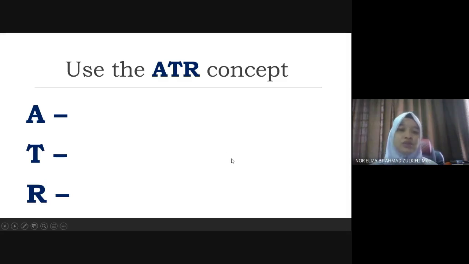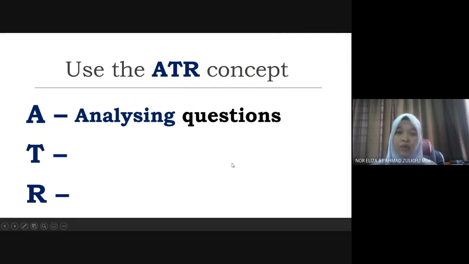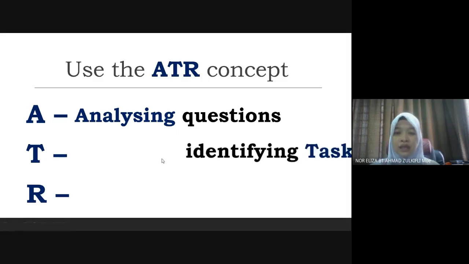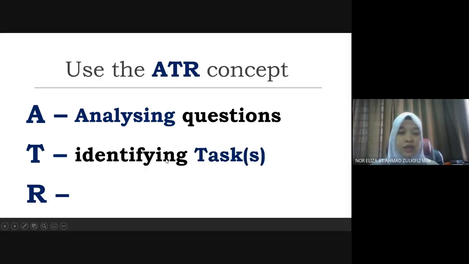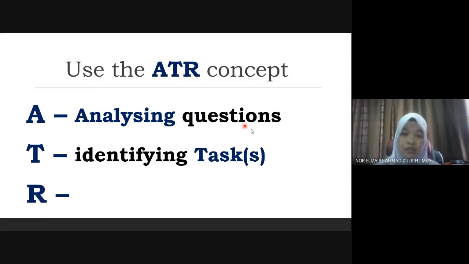Okay, let's go through the first one. A is basically analyzing the question. Whatever question you get, you read word for word, from the very first word to the very last. And then T is when you have to identify the task. Whatever task you get in a question, you can get one task only, you can even have two, three, more than three tasks as well. And once you have analyzed the question and identified the task, no matter how many tasks you get, then you should be able to respond.